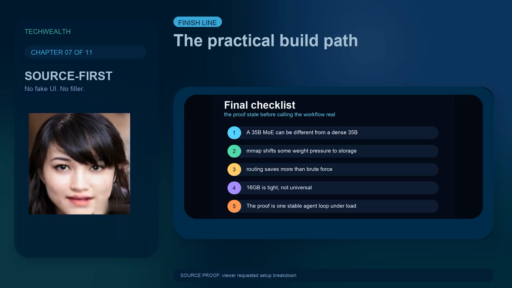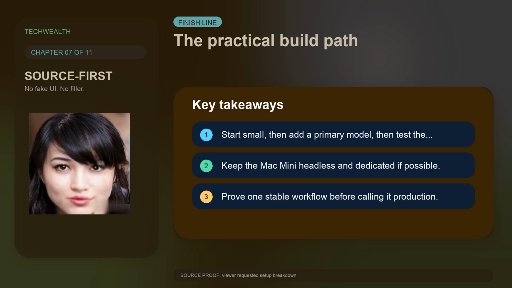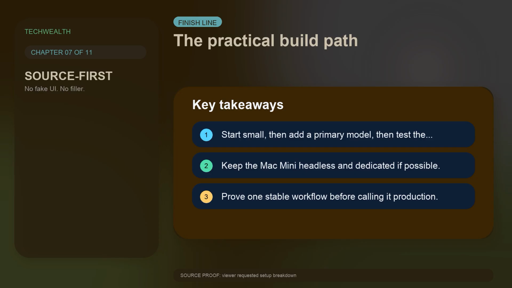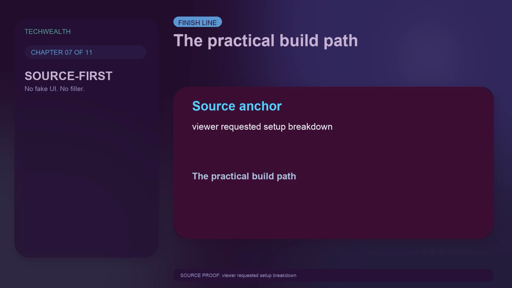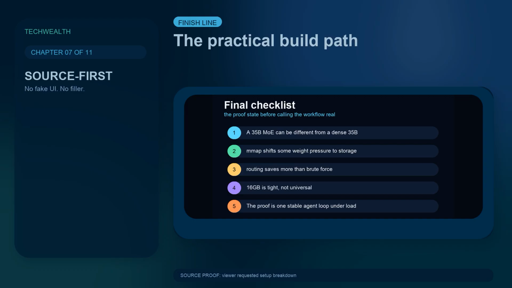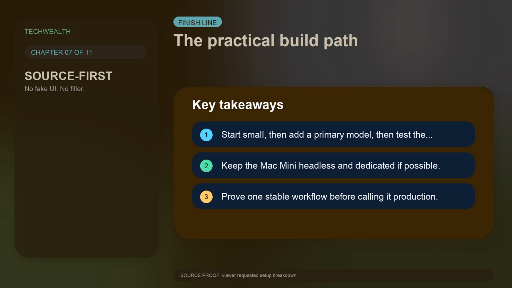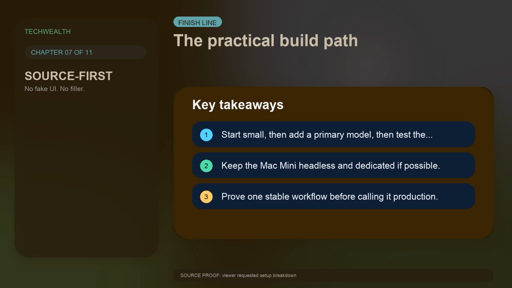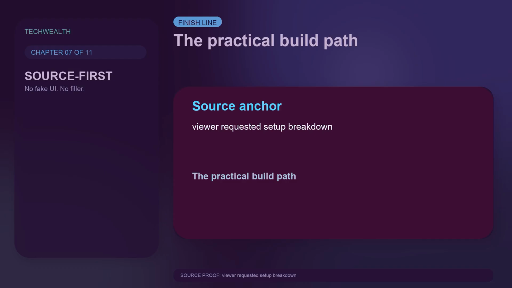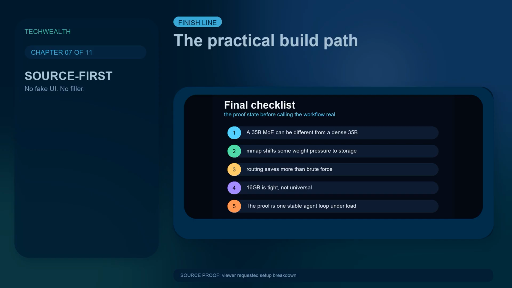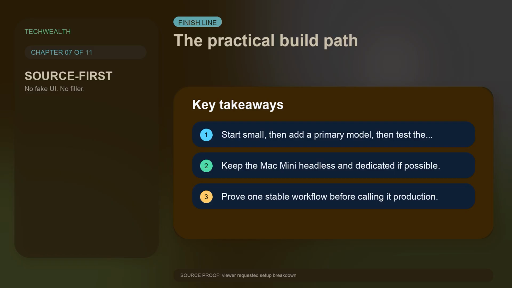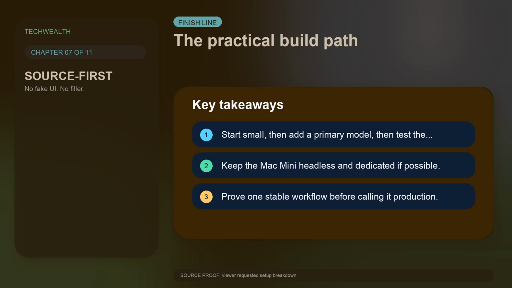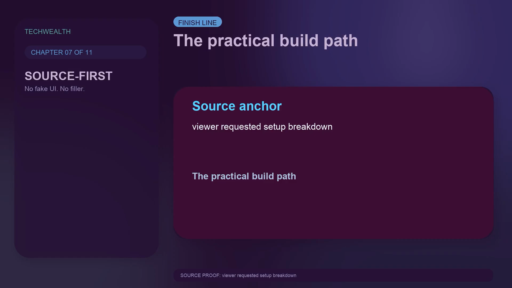The practical path is layered. First, get a small local model working for routing and summaries. Then add a primary model for normal tasks. Then test a heavy MoE model only if your hardware and runtime can handle it. Keep the Mac Mini dedicated if possible, because browser tabs and background apps steal the memory margin. The proof state is simple: one stable agent workflow running locally, with logs showing latency, memory pressure, swap, and fallback behavior. That is the video viewers need.